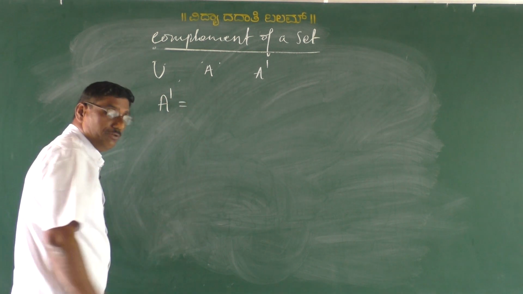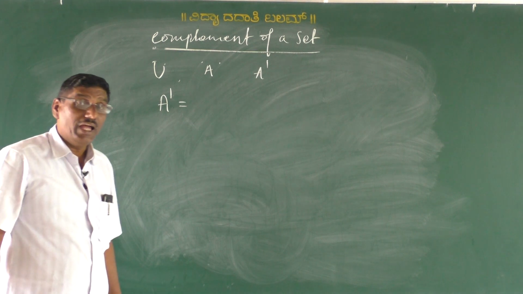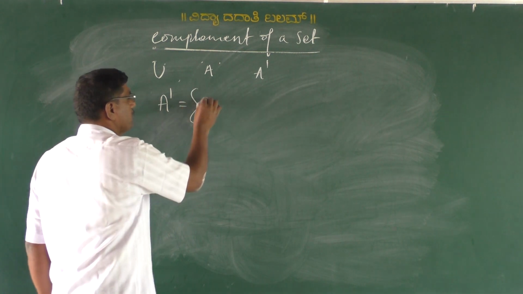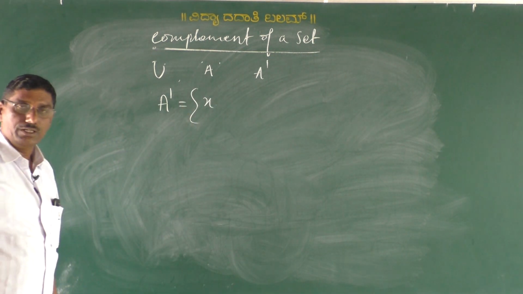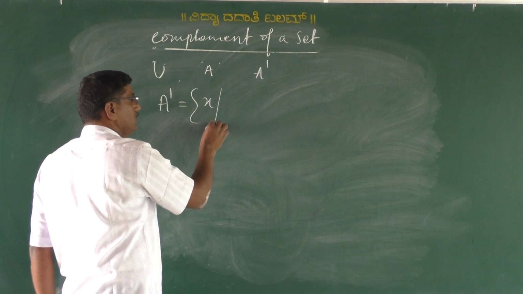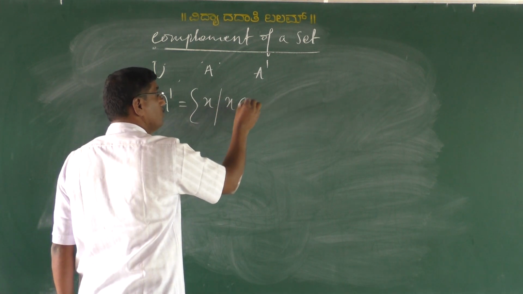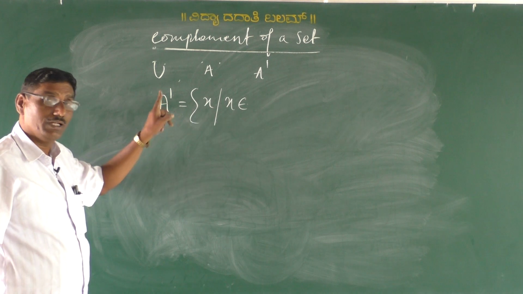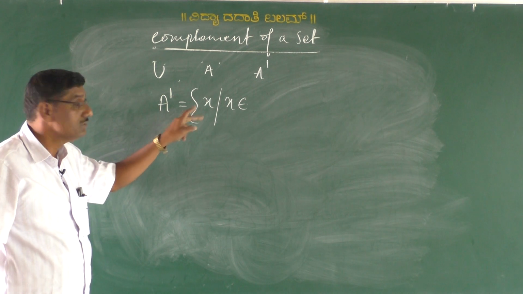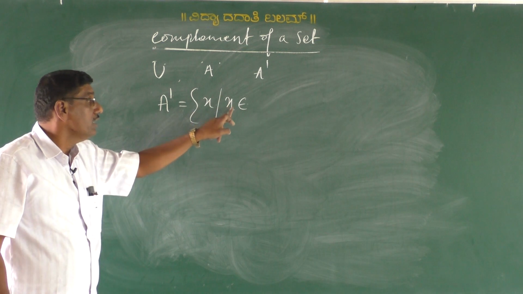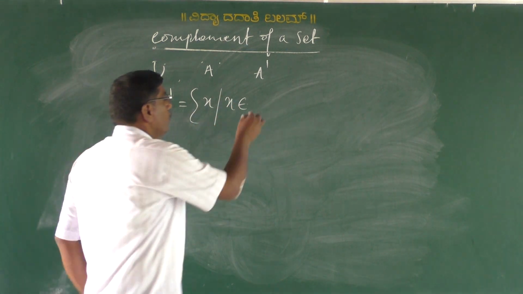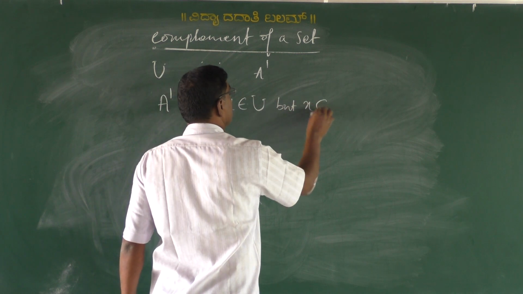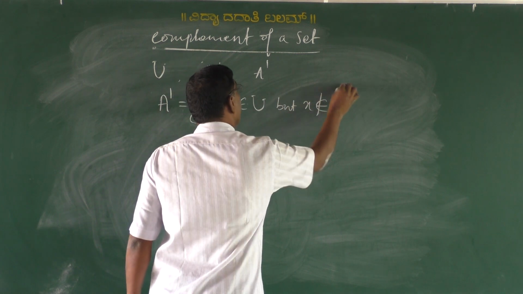A dash is equal to the set of all x such that x belongs to, my dear students, listen carefully, set of all x. That means A dash can be defined as the set of all x such that x belongs to U, but x does not belong to A.